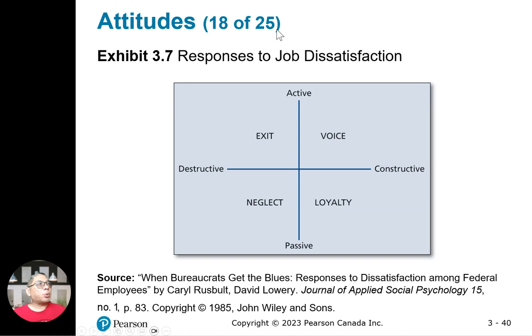We are going to look at this in terms of the responses to job dissatisfaction. Two lines are labeled: active at the top, passive at the bottom, destructive on the left, constructive on the right. The four quarters created by the perpendicular lines are as follows: top left, exit; top right, voice; bottom right, loyalty; bottom left, neglect.